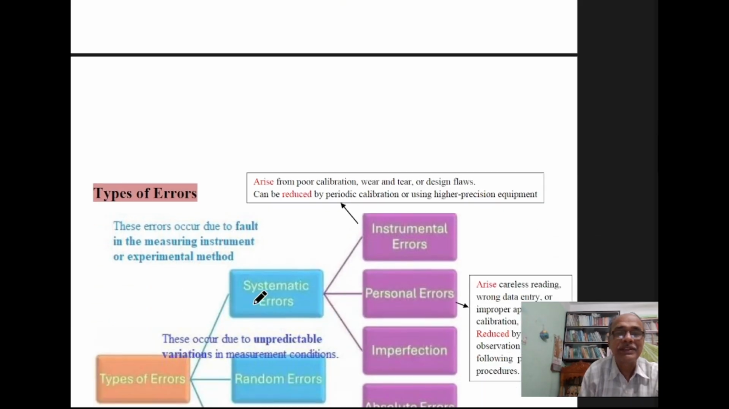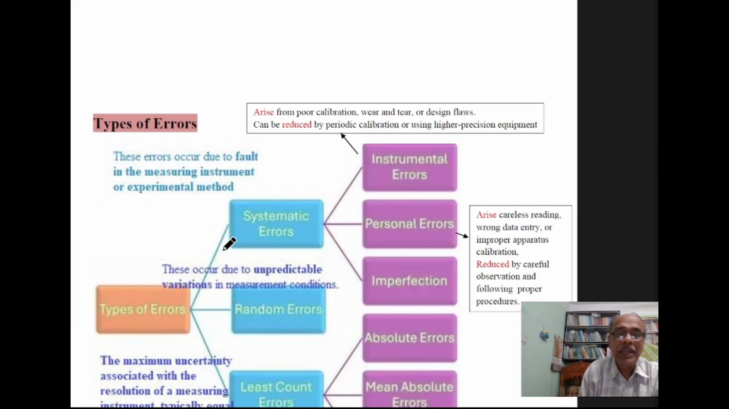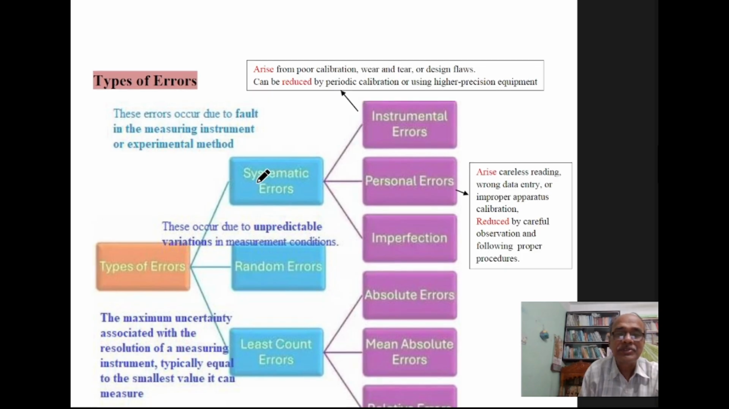Now what are the types of errors? Types of error are basically classified into 3 types: systematic error, random error, and least count error. Systematic error, as you see from the name, comes from the system. These are errors due to faults in the measuring instrument and experimental method. It is classified into 3 types: instrumental error, personal error, and imperfection. Instrumental error is due to the instrument: poor calibration, wear and tear, design flaw. How can we reduce it? By periodic calibration and higher precision equipment.